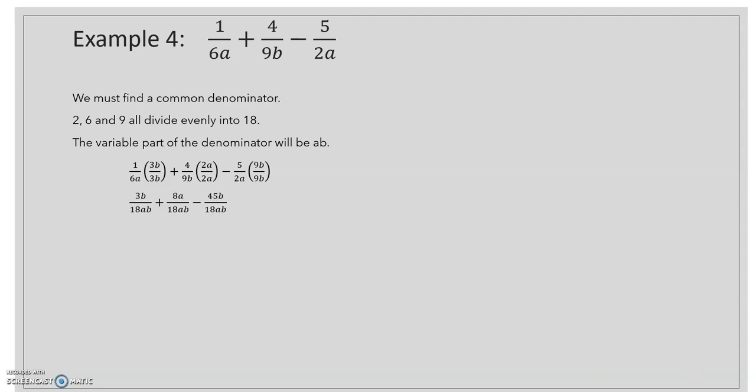Multiplying, 3b over 18ab plus 8a over 18ab minus 45b over 18ab. Only combine like terms in the numerator. 8a minus 42b over 18ab. Reduce each coefficient by 2. 4a minus 21b over 9ab.